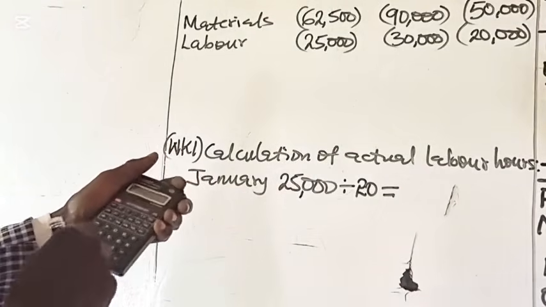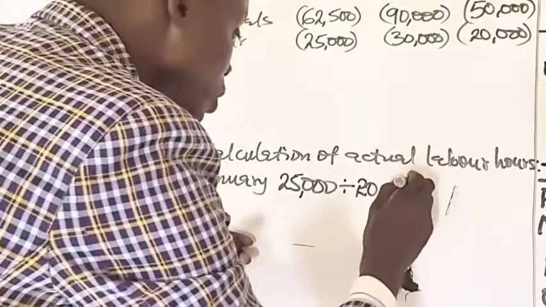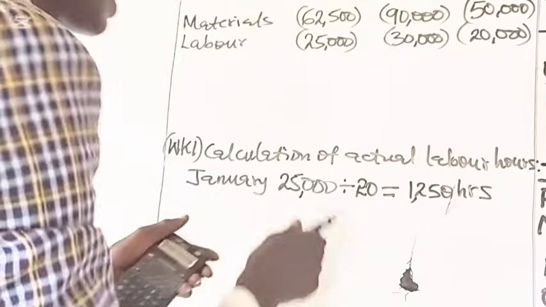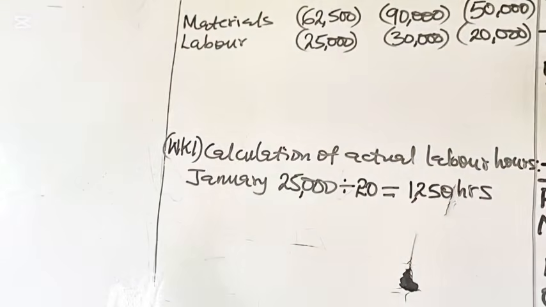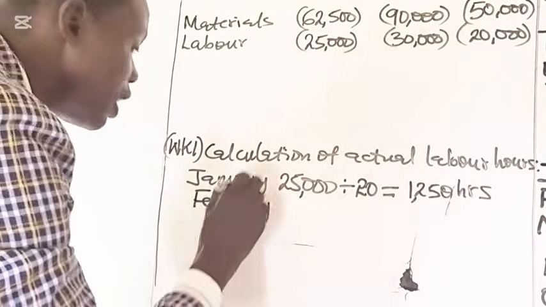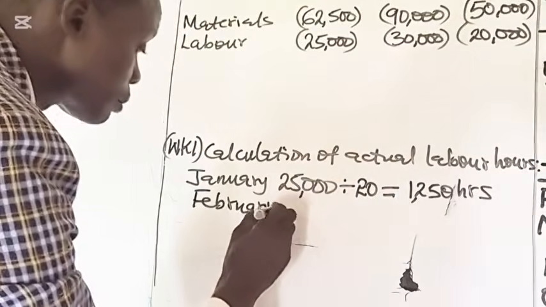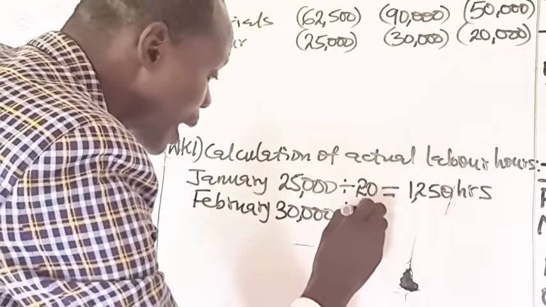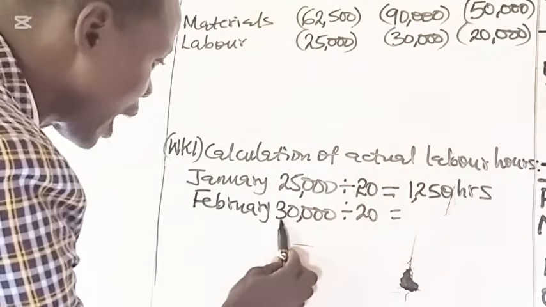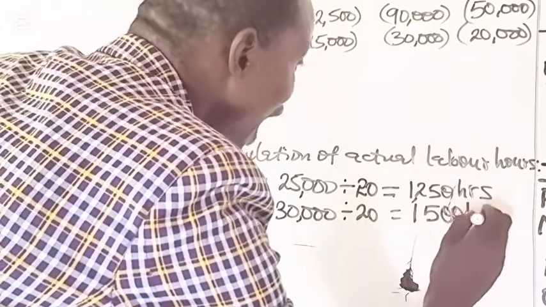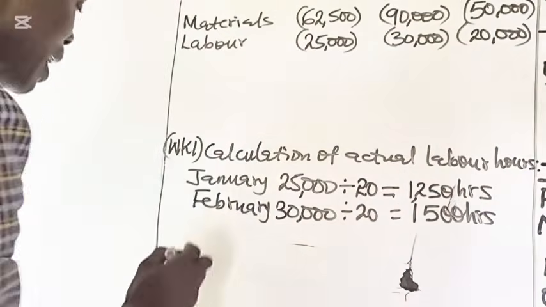25,000 divided by 20, that gives us 1,250 hours. That is to show that to incur 25,000, 1,250 hours were worked. In the month of February, the labor cost is 30,000 Liberian dollar divided by the rate per hour. That will give us 30,000 divided by 20. That is 1,500 hours.